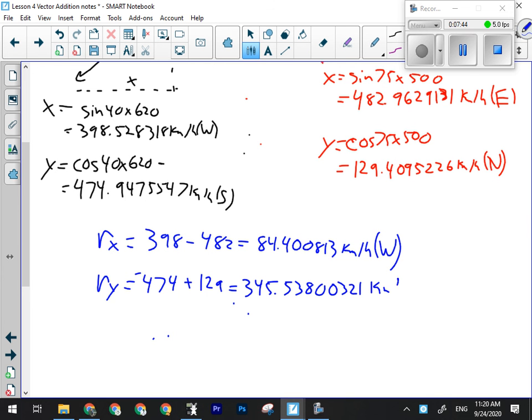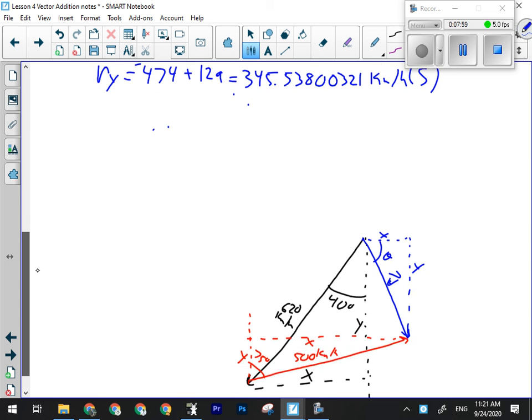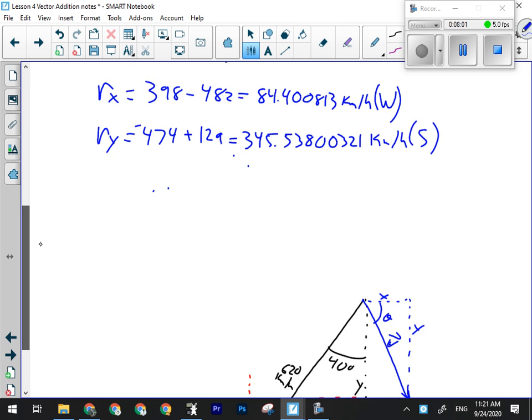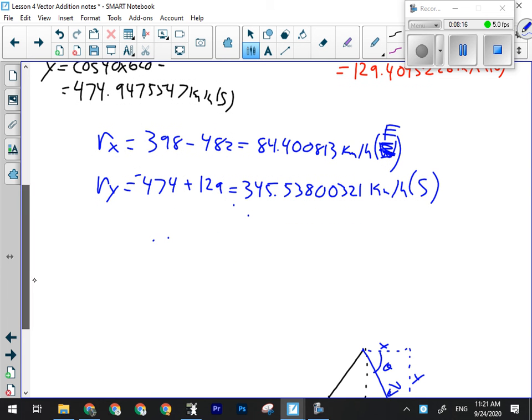And kilometers per hour south. All right, now that I have those two numbers, I can draw my overall resultant triangle. Wait a minute, I got one of these numbers mixed up. This should be east, right? I did that wrong. This one's west. The big one was east. Sorry, that should be east. I screwed that up.